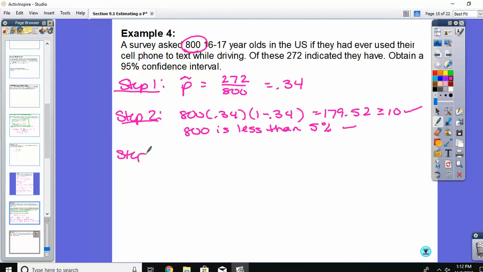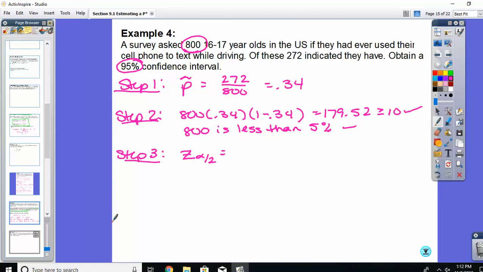Step 3. We need to figure out our z alpha over 2. Okay, so with a 95% confidence interval, that means 95% falls in the middle. So how much is left for the ends? So it's 5. 95% in the middle, so there's 5 total divided by 2, and each one gets 2.5%. Okay, so that means we just go with the positive one.